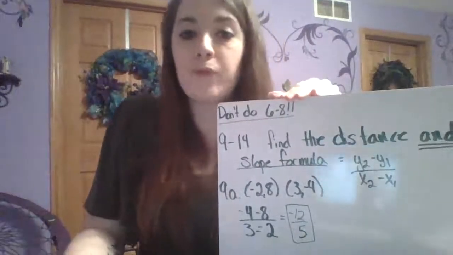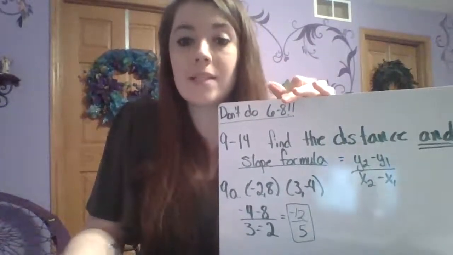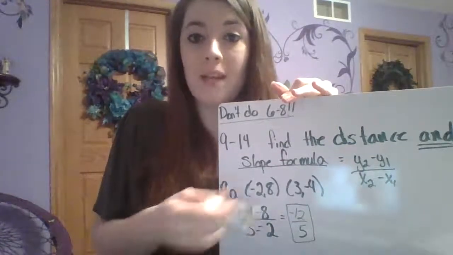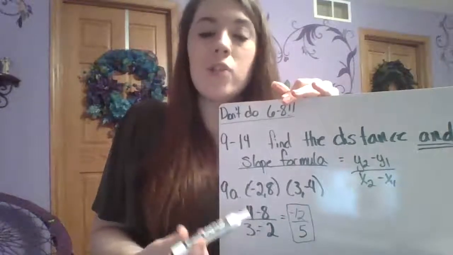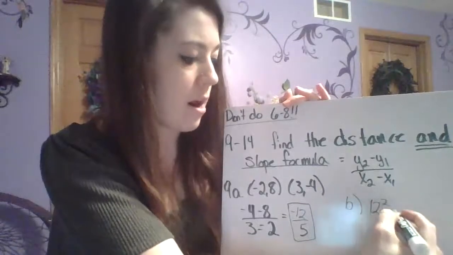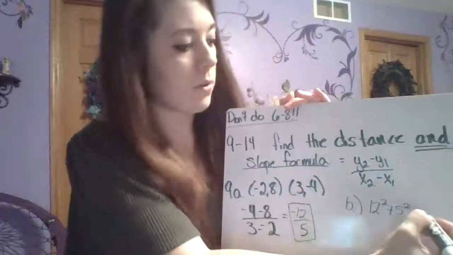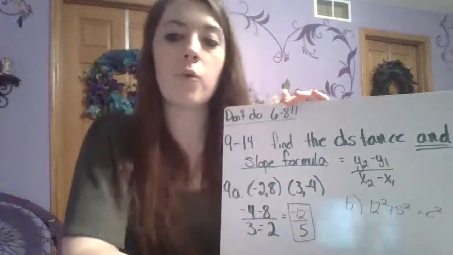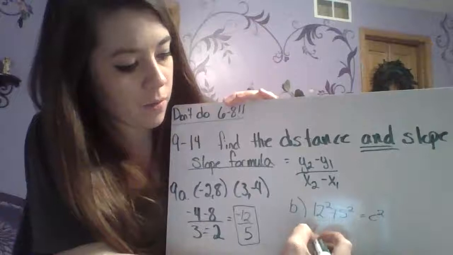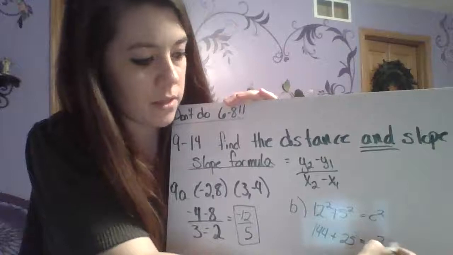Now, remember, we've done this before. We don't actually have the distance formula yet, but to find the distance, we're just going to square the numerator and square the denominator of our slope, because this forms our triangle for us. So for part B, 12 squared plus 5 squared equals our c squared, because remember, these will all make right triangles. Sorry, that's kind of hard to see. So 12 squared is 144. 5 squared is 25 equals our c squared.